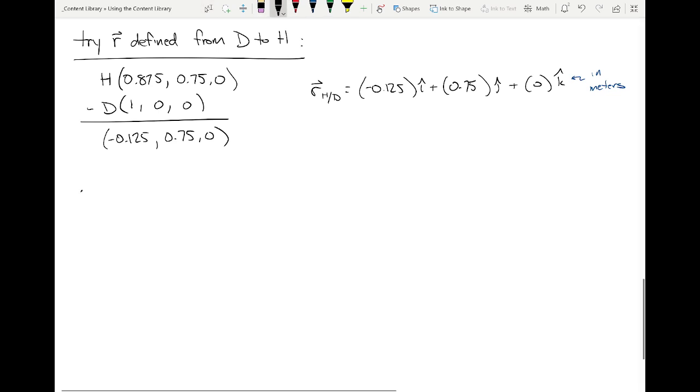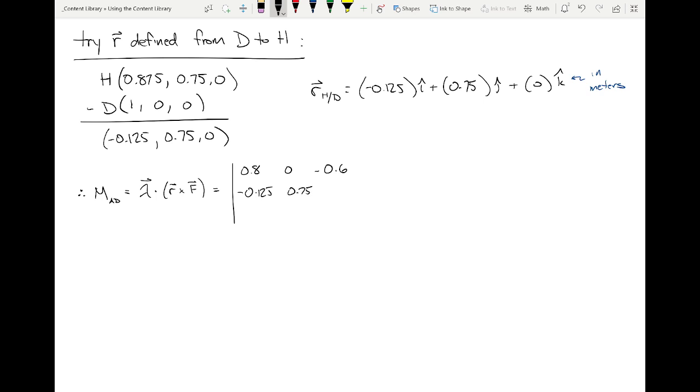And so, in order to determine that moment along that line of action, we're going to use the definition that we've defined: lambda dotted with R cross F. And I'm going to use that little shortcut I mentioned earlier. Instead of writing I, J, K on the top row, here's what I'm going to do. So what was lambda? It was 0.8, 0, negative 0.6. R: negative 0.125, 0.75, 0. And then F: 150, 300, negative 300.